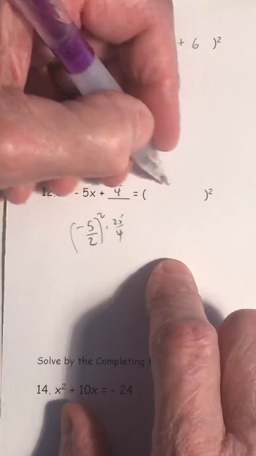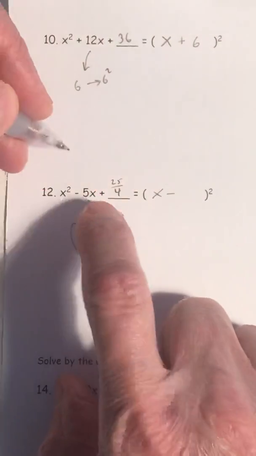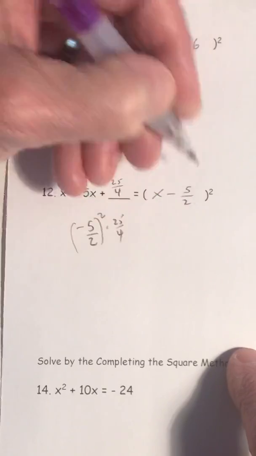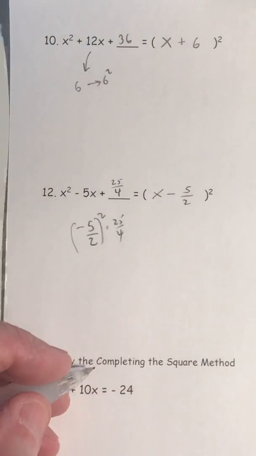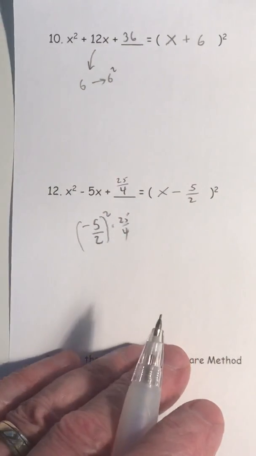Now what goes in the parentheses? The same variable, the same sign, and half of 5, I'm going to write 5 over 2. If you'd rather write 2.5, that's okay. But this will be easier to work with in later steps, you'll see.